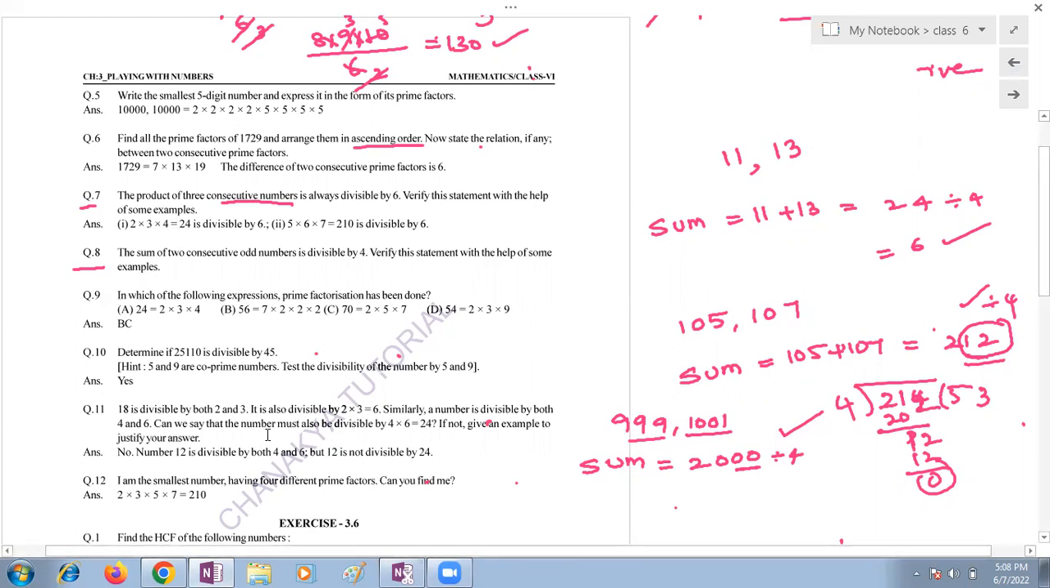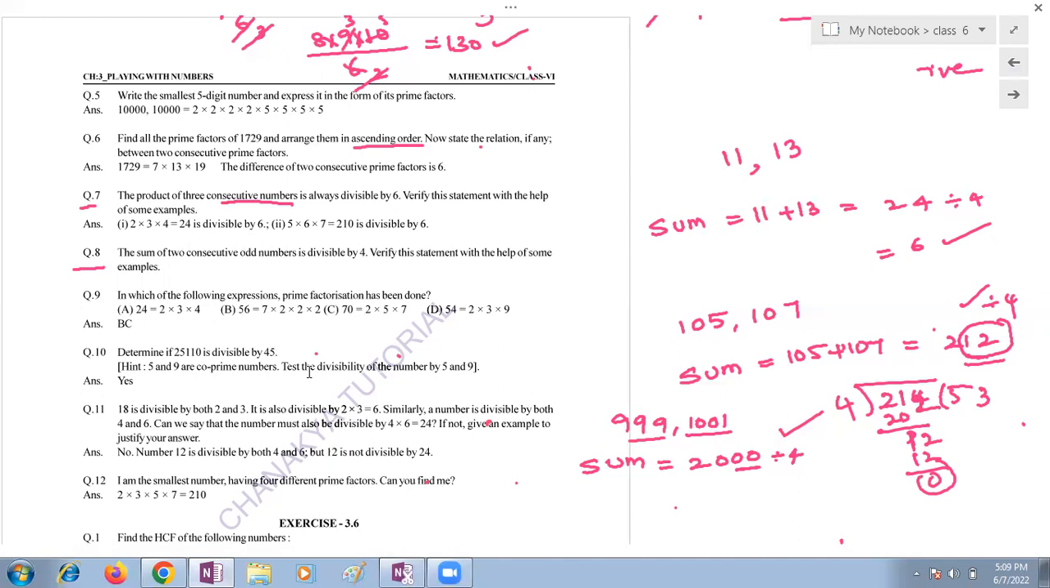Children, please look at the screen. I think we have completed the questions on the product of consecutive numbers. Question number 10, you see, children. Today, our question number 10: determine whether 25,110 is divisible by 45. And the hint is also given there. 5 and 9 are co-prime numbers. Test divisibility of the numbers by 5 and 9.